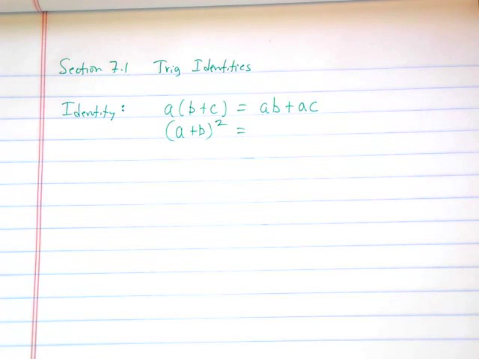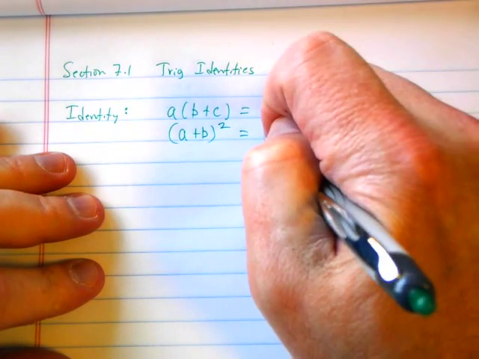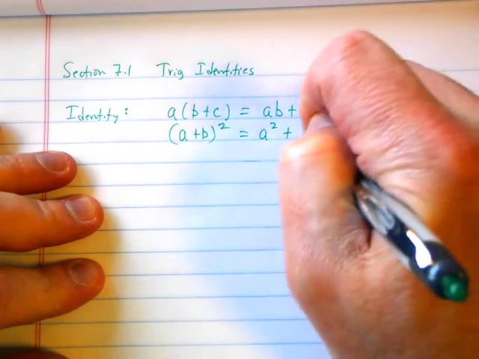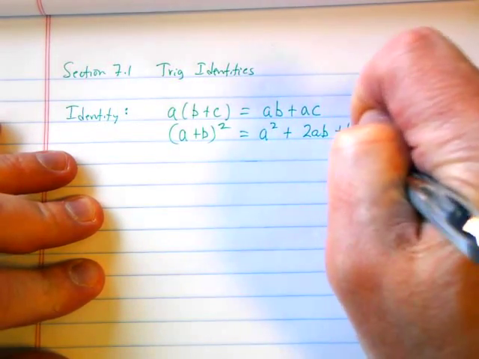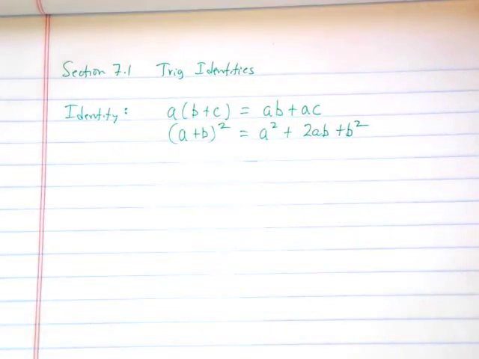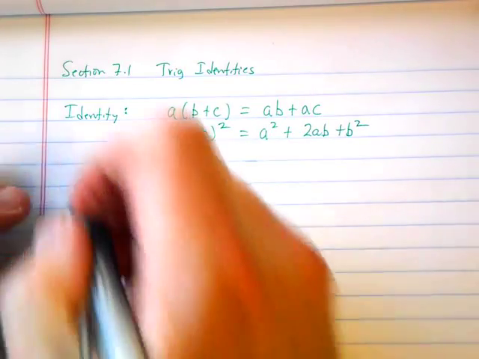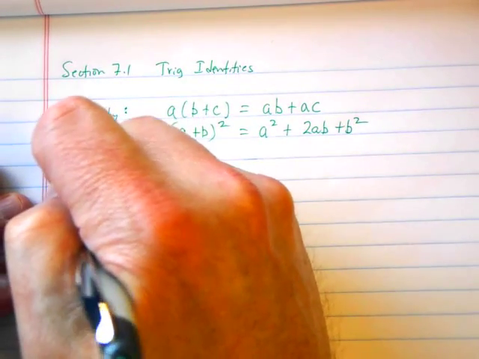Give me another way to write A plus B quantity squared. Excellent. I was hoping nobody would say A squared plus B squared. That's the mistake a lot of people make. It should be A squared plus 2AB plus B squared. All right, so those are some algebra identities that you've looked at and you know. Today we're going to look at trig identities, and we have a whole bunch of them already that we know.